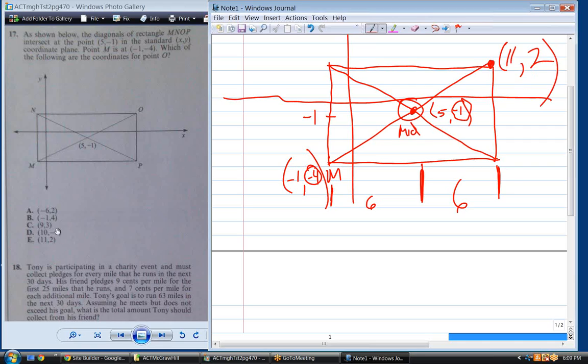Even if this wasn't multiple choice and we had to do this, what we see is that we're going from minus 1 to 5, so we have to keep going to the right. So that's a positive 11. And we're going from minus 1 up to minus 1, so we have to keep going up another 3 units to get the plus 2. Okay. All right.